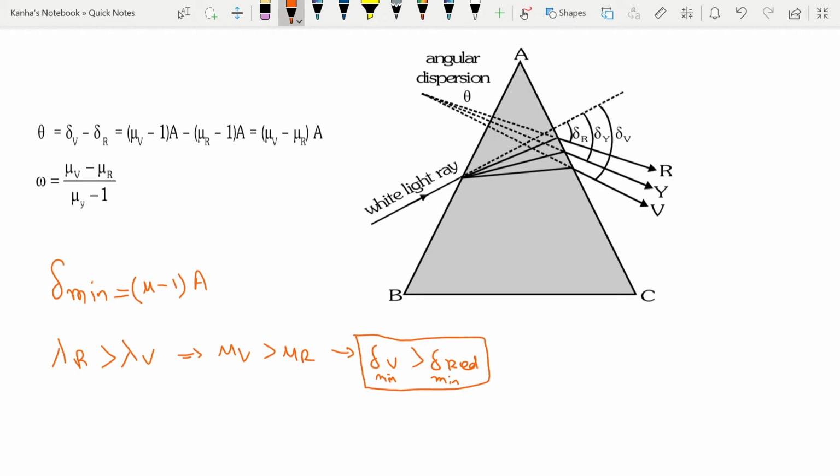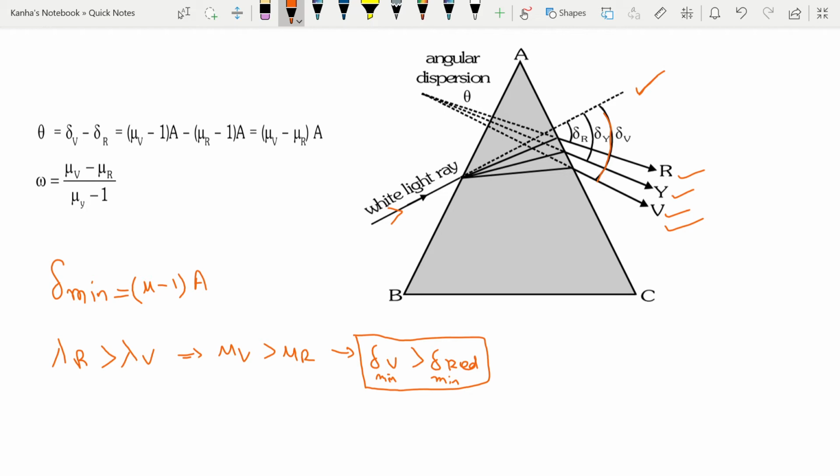So what does this mean? If I send in a white light, then the emergent rays will have different components in it: red, violet, green, blue. The amount to which it deviates from its original path will be given by your angle of deviation. So you can see easily that when white light goes in, what really deviates the most? The violet light deviates the most.